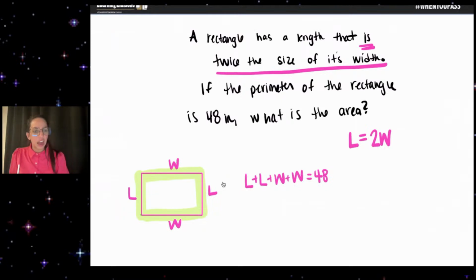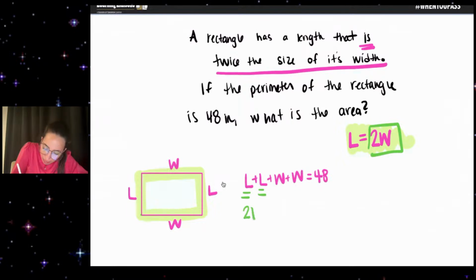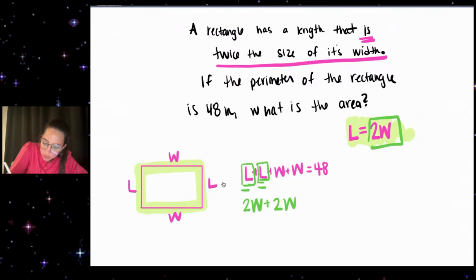Now, how do I figure that out if I have two variables? Well, this is a key piece of information. I can substitute my L's for 2 W's because L is the same thing as 2 W's. Length is 2W. So I can replace the L with 2W. Each L equals 2 W's, plus another W, plus another W, equals 48. All I did was substitute those out.